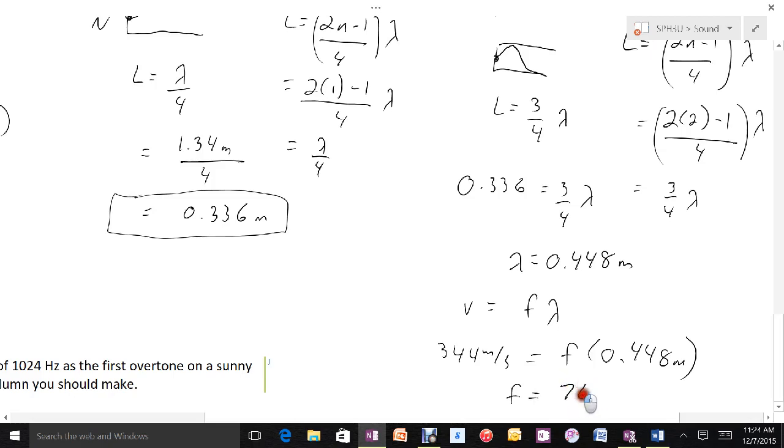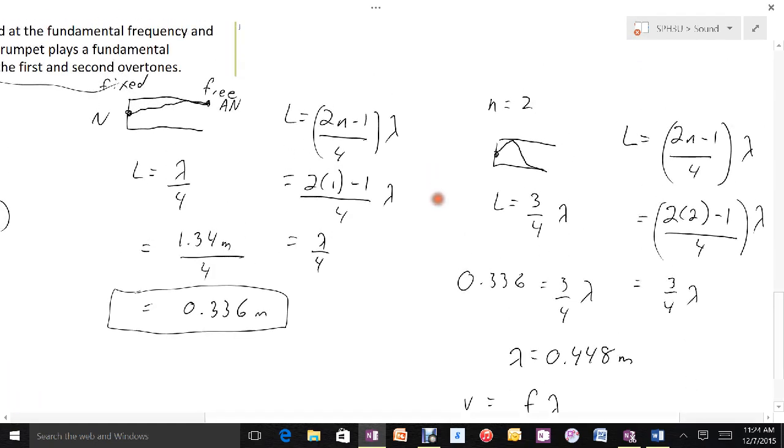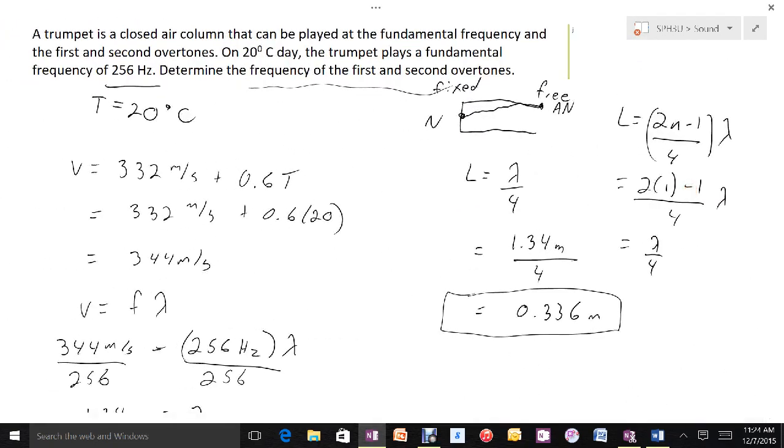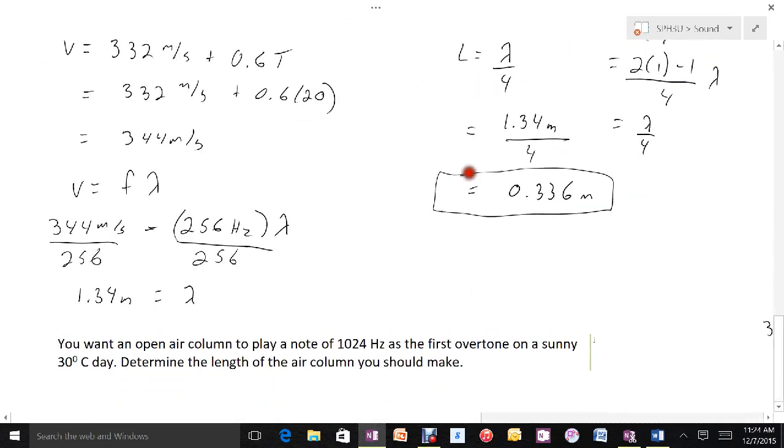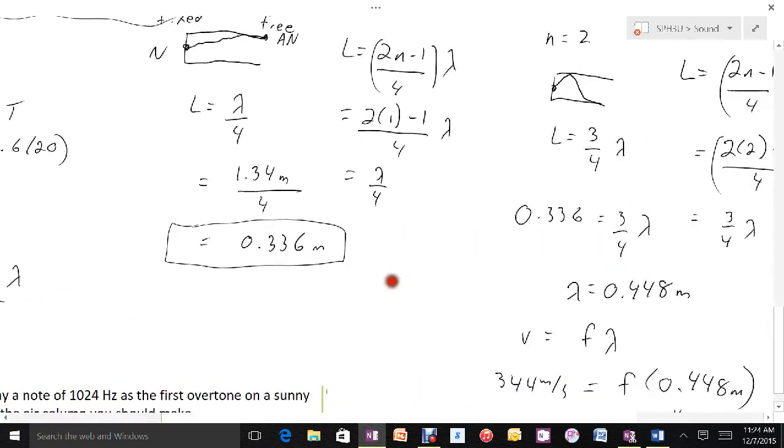Hertz. So, the first frequency it's going to play is 256 hertz. But it's not the only frequency it can play. It can play other frequencies. And if you've played the trumpet, what you understand is that by controlling the vibration that you put into the trumpet, you control which of the frequencies gets produced. So 256 hertz would be the simplest one.